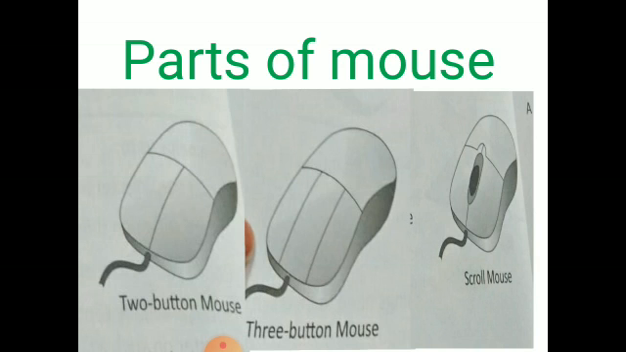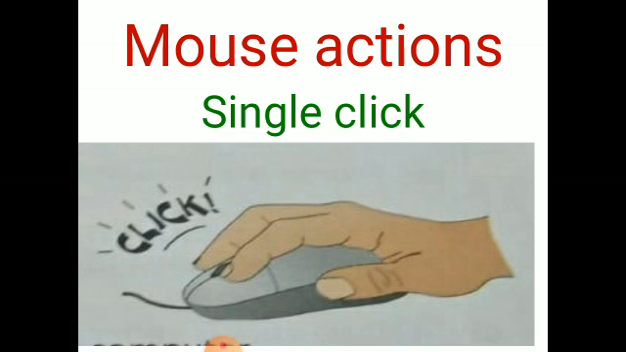And the one thing you can see in this picture is that all three mice have one wire. This wire is always connected to the CPU to work on the computer properly. Next topic is mouse action. There are four main mouse actions: single click, double click, right click, and drag and drop.